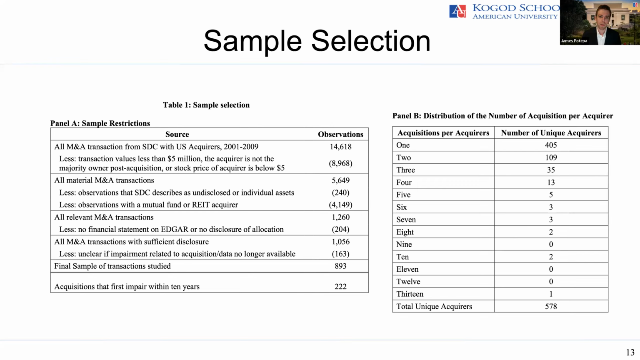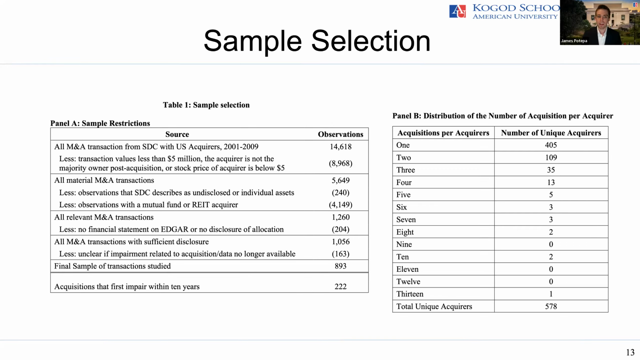So that gets us down to about 5,600 observations. We drop another 240 that SDC describes as undisclosed or individual assets. We're looking for companies that are being acquired as targets, not individual assets. And we remove anything that's a mutual fund or a REIT. They have their own kind of rules. Also, REITs are unlikely to have any sort of goodwill associated with them. That gets us down to 1260.